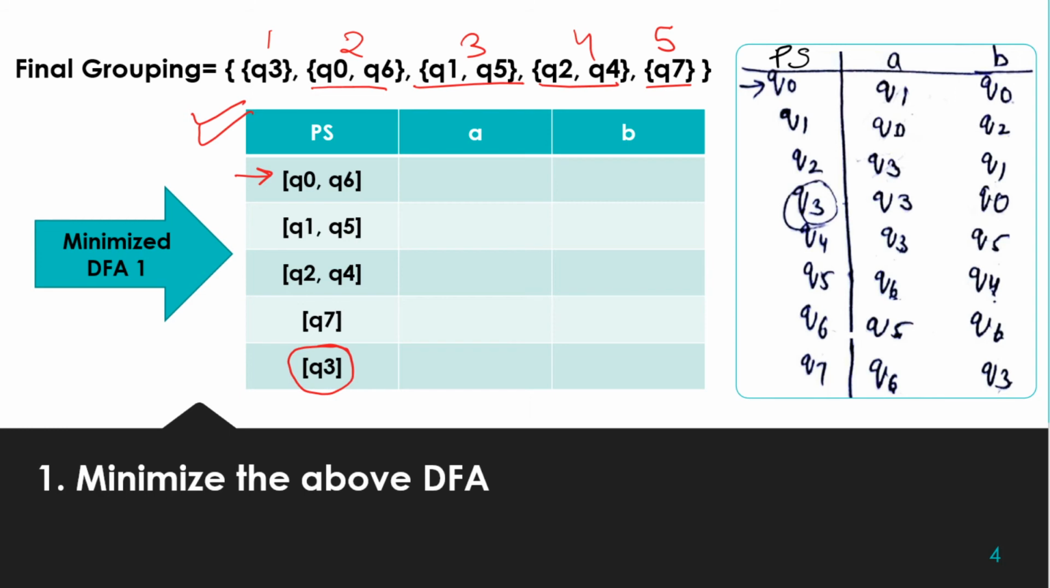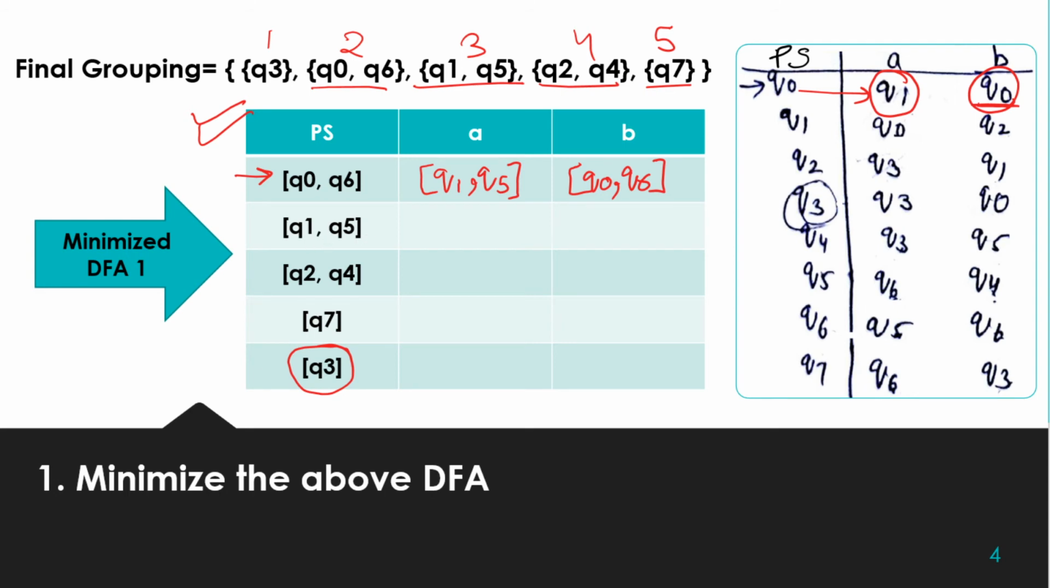So completing the transition table from Q0 Q6, we can check for the transition from any of the states. So from Q0 we are moving to state Q1. So Q1 is not an individual state now, so we will be writing group Q1 and Q5. Next, for input symbol B, we are moving to state Q0. So Q0 is not an individual state. We have to write the complete set as this. So the transition for the first state is complete for the minimized DFA.